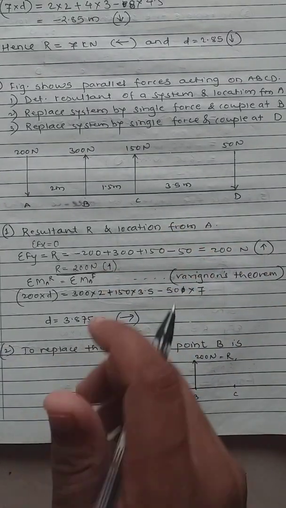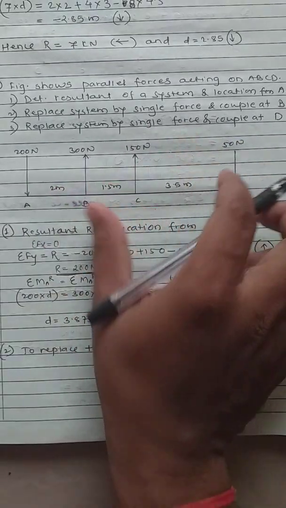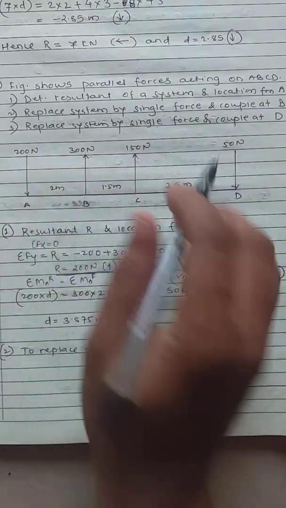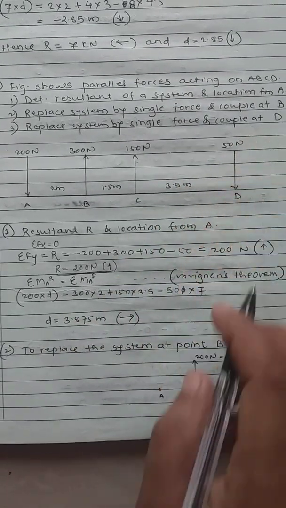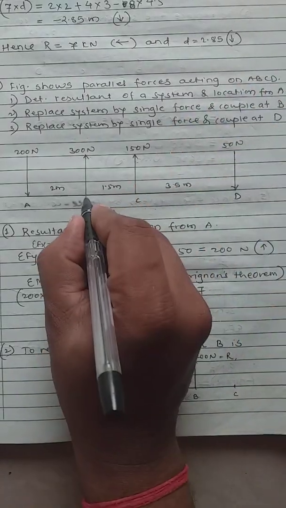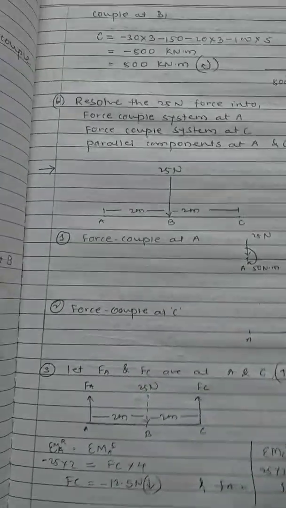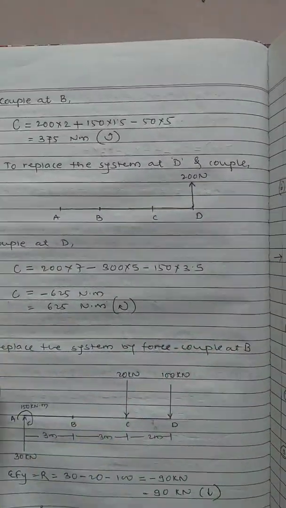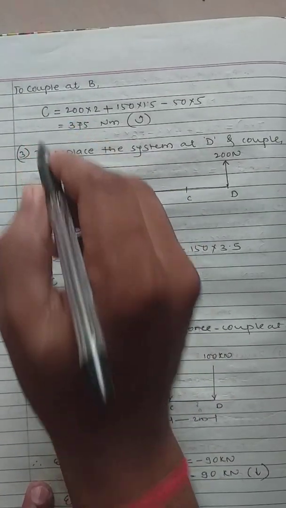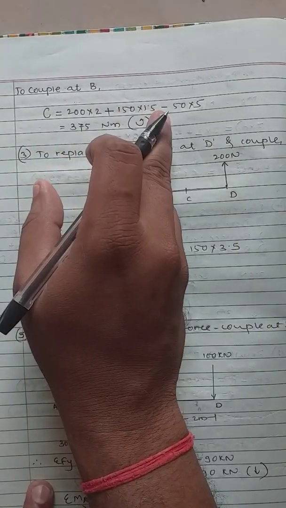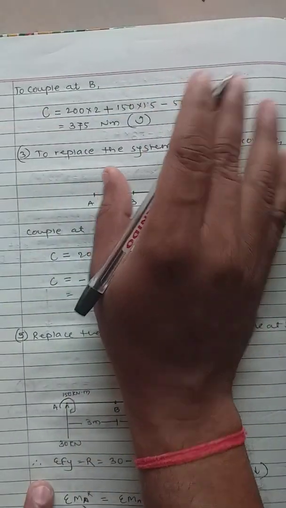Now the important part: replace the system by a single force and couple at point B. We have already replaced the force system by a single force, the resultant 200 Newton. Now we just have to take the couple at point B, which means take the moment at point B. It's very simple. So 200 into 2 plus 150 into 1.5 minus 50 into 5. This will be 375 Newton meter, so the couple at B.